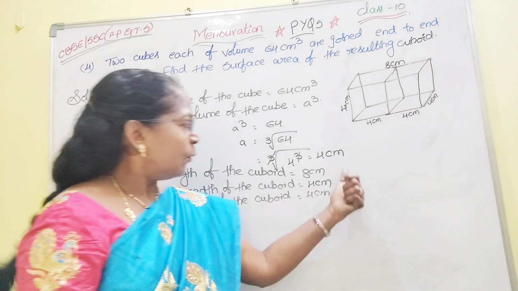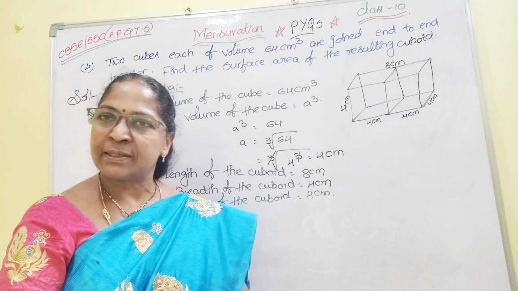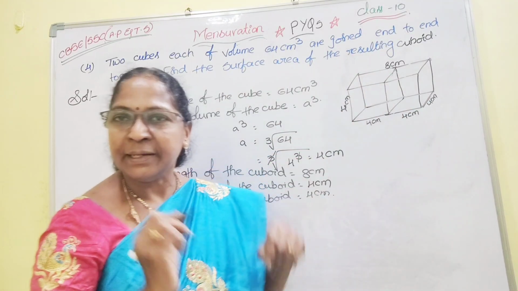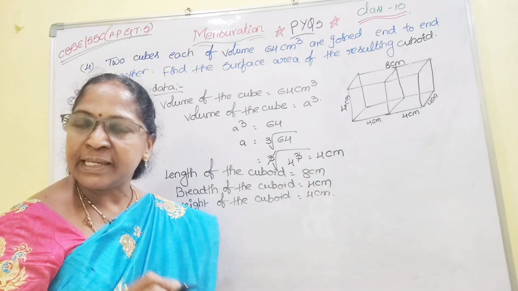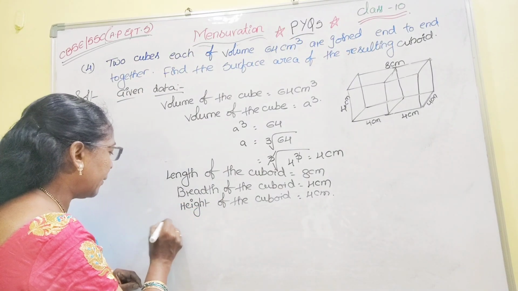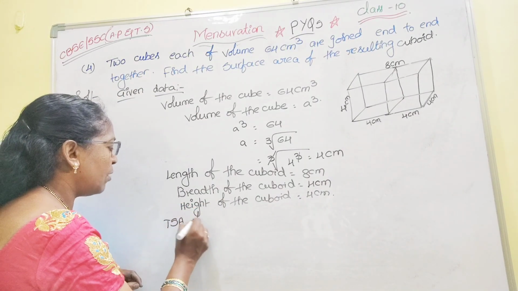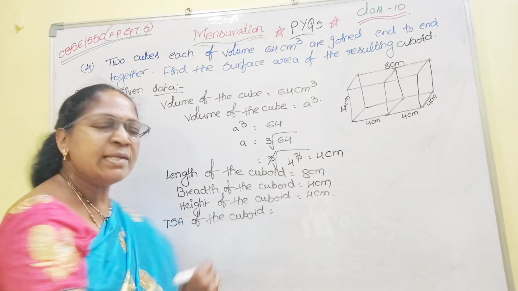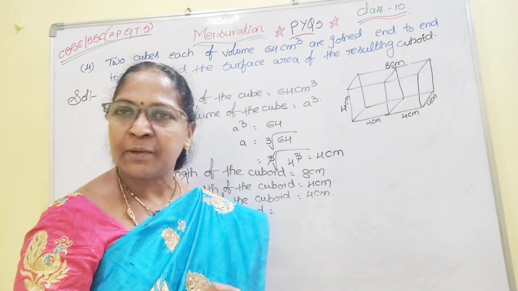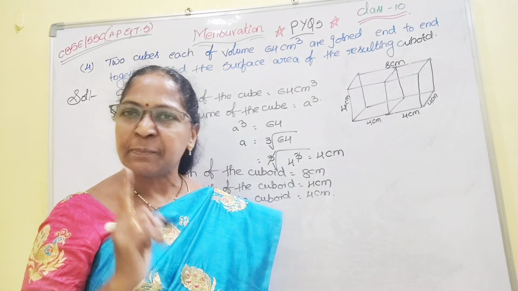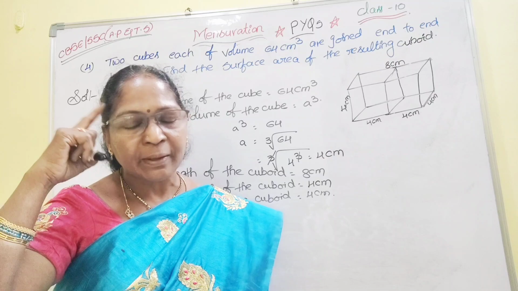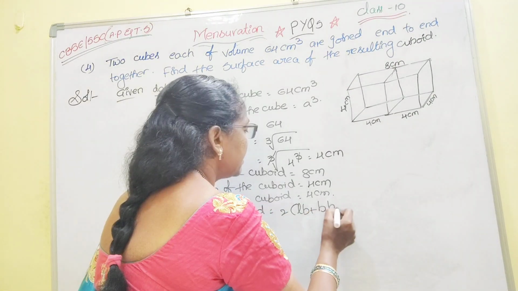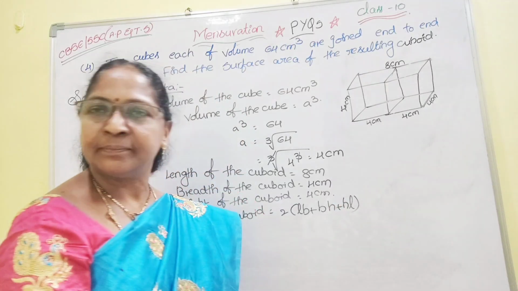Yes, we know these 3 dimensions. Now what you have to find out? Surface area of the resulting cuboid. That means total surface area or TSA of the cuboid. TSA of the cuboid equal to. What is the formula? 2 into LB plus BH plus HL. That you have to remember always. So 2 into LB plus BH plus HL.